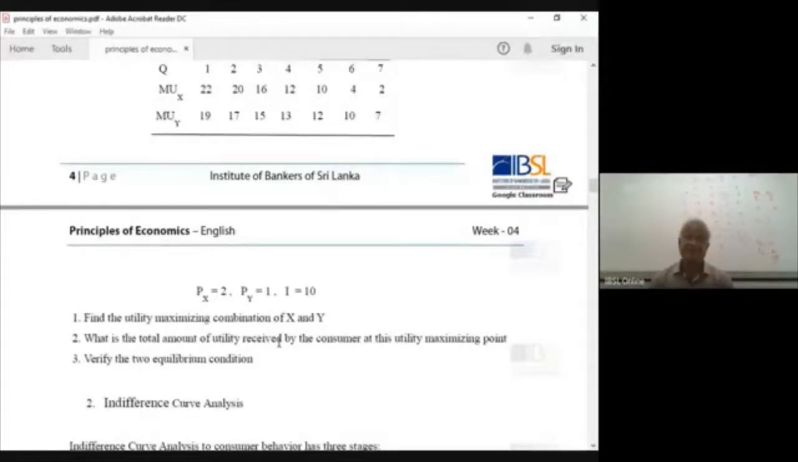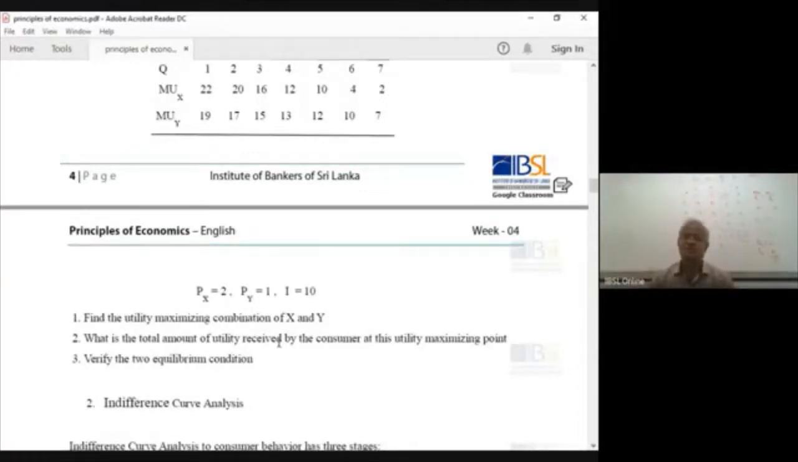His income is 10. 2 units of x cost him 4 rupees, 2 into 2, 4. 6 units of y cost him 6 into 1, 6 rupees. 4 plus 6 is 10. That is, income is 10. So he spent all his income only to buy these two goods.